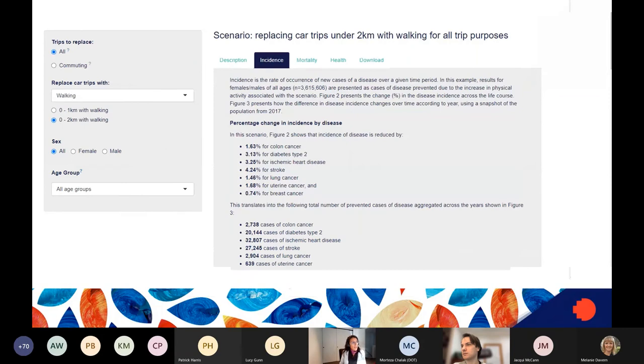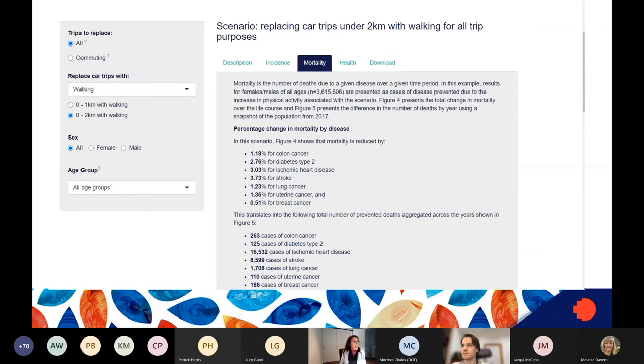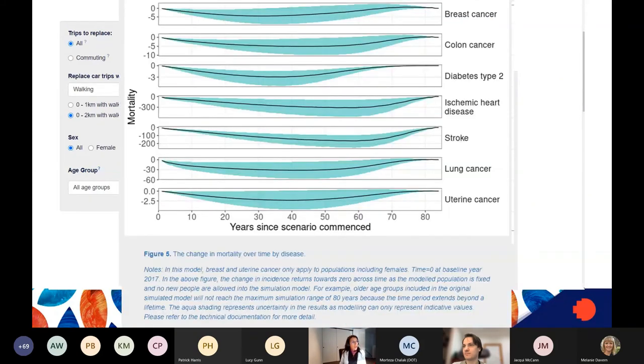Just to go back, these total figures that you see here in the second one, the numbers, are the summation of what we simulate to happen over the time of the population. Towards the end, you can see it approaches zero, because in 80 years, most likely the people who were alive in 2017 will not be alive anymore. We also estimate outcomes for mortality, so the cases of death prevented because people do more physical activity, and we provide exactly the same metrics: percentage change, number change, graphically, and over time.